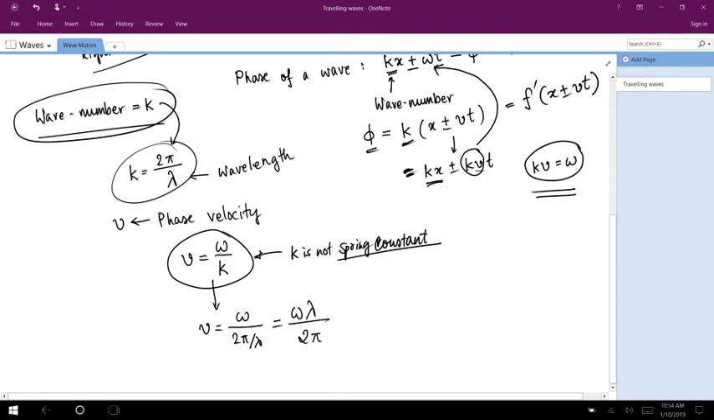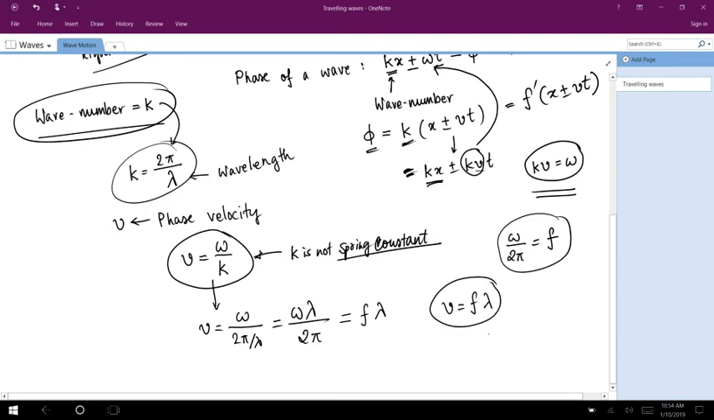Okay. In addition to this, you can also see that omega over 2 pi is just the frequency, right? Omega over 2 pi is the frequency of the wave. So we can just write this as f times lambda. So the phase velocity of a wave is equal to its frequency times its wavelength. Phase velocity equals frequency times wavelength.